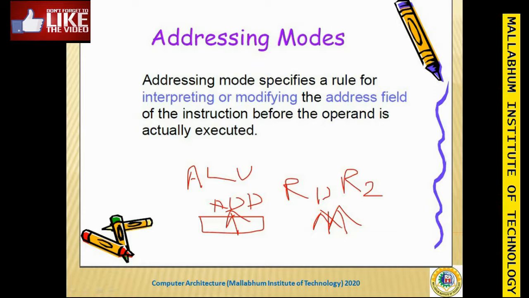The different ways in which the location of the operand is specified, that is known as addressing mode. Okay, so a computer uses various addressing modes. Now what are the advantages of different addressing modes? Computers use different addressing modes for two different purposes.